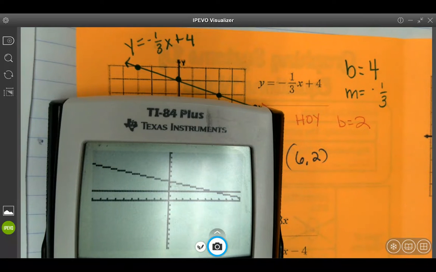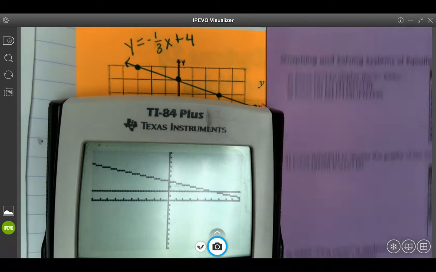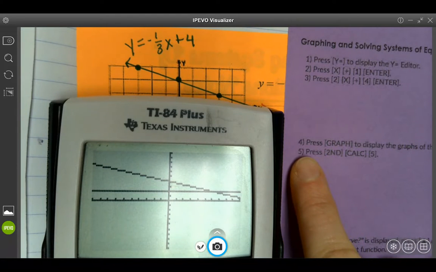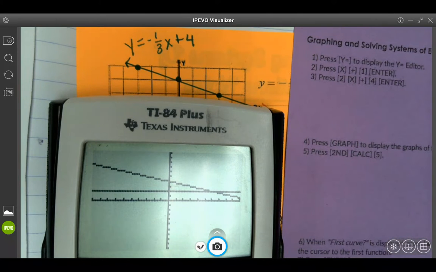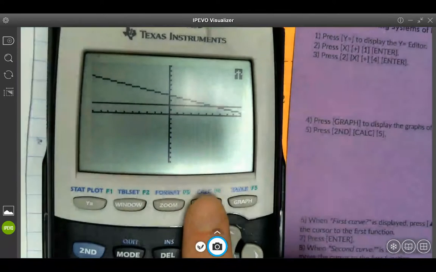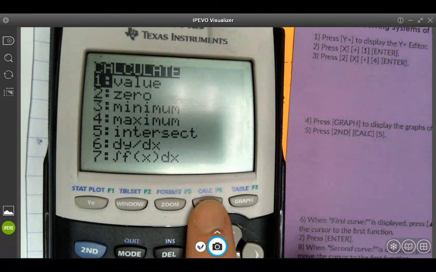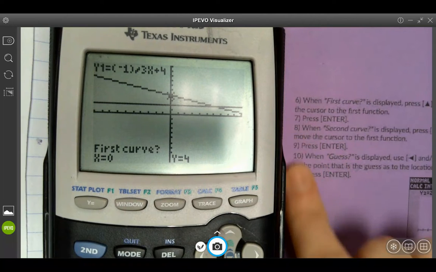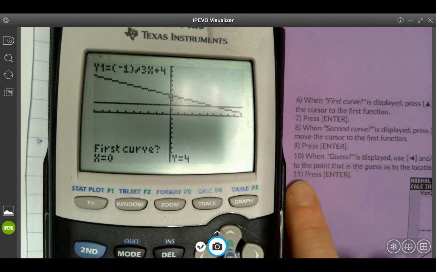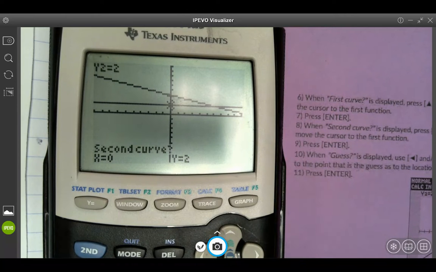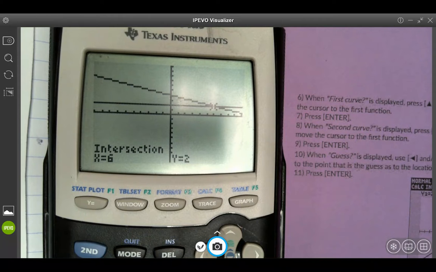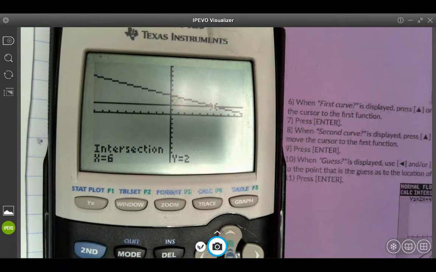All right, let's do the instructions on the purple page. Once we have it graphed, so we're already at step 4. Step 5 says press second, calc 5. Second, calc, which goes to calculate, number 5, and then 6 through 11, it's telling you to press enter, enter, enter, and enter. Intersection 6, 2. So see where that intersection is? It's the same thing that we found. So these are just different ways of finding it.